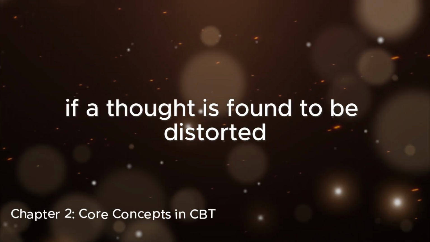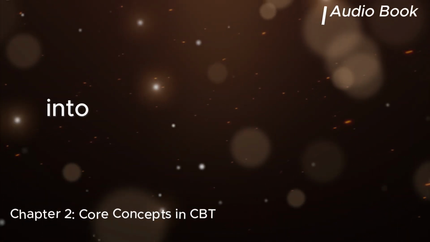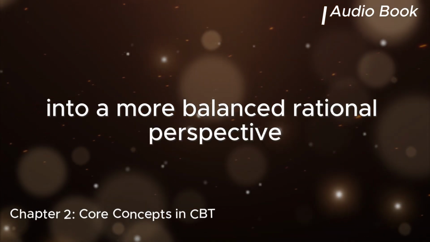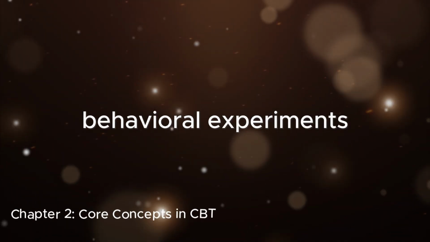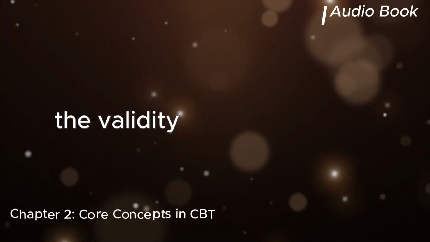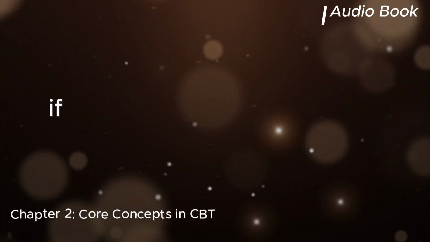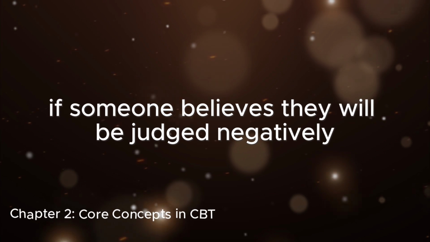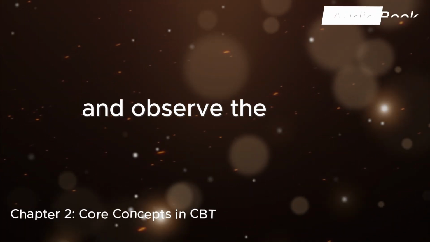Reframing the thought. If a thought is found to be distorted, clients learn to reframe it into a more balanced, rational perspective. Behavioral experiments. Clients may engage in behavioral experiments to test the validity of their thoughts. For example, if someone believes they will be judged negatively if they speak up in a meeting, they might be encouraged to try it and observe the actual outcome.